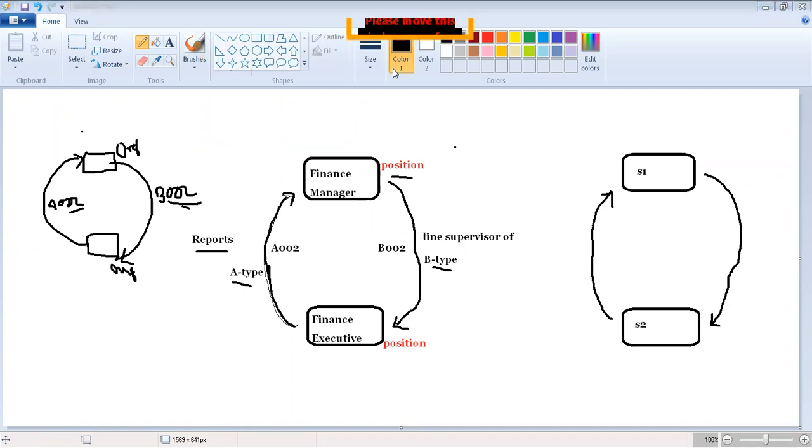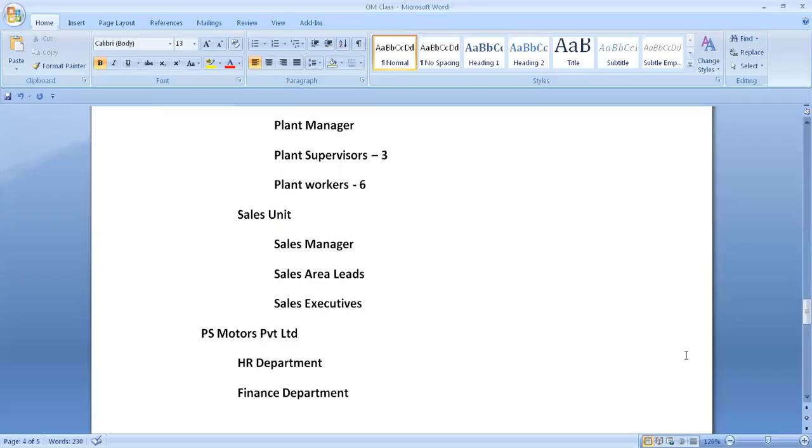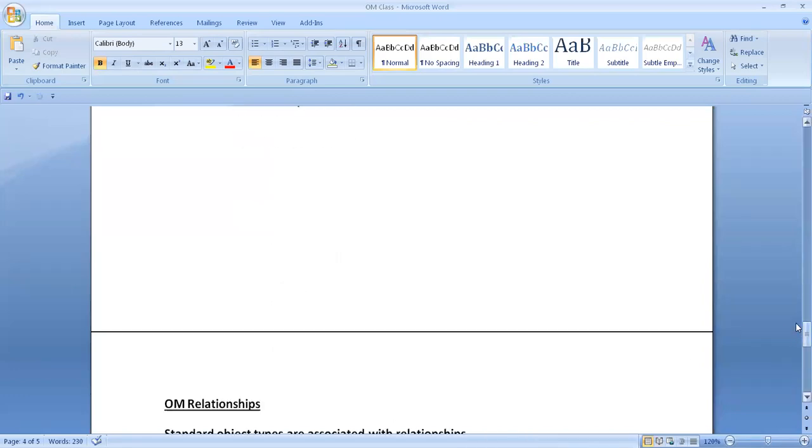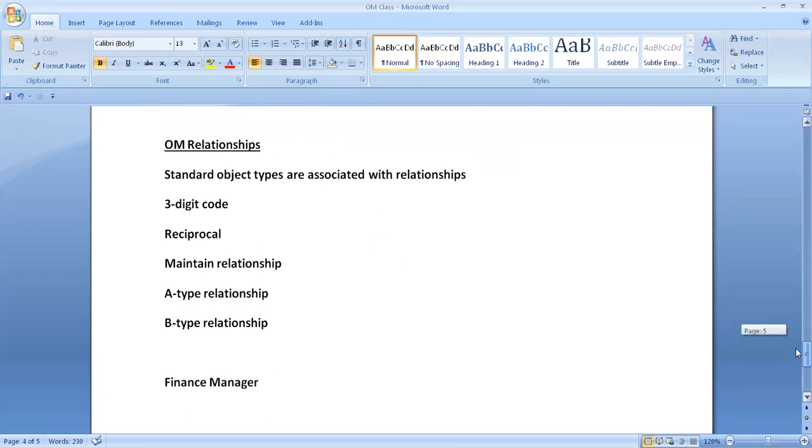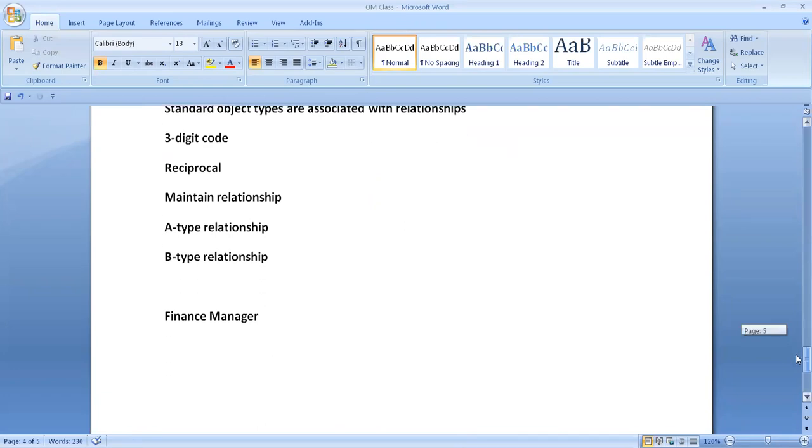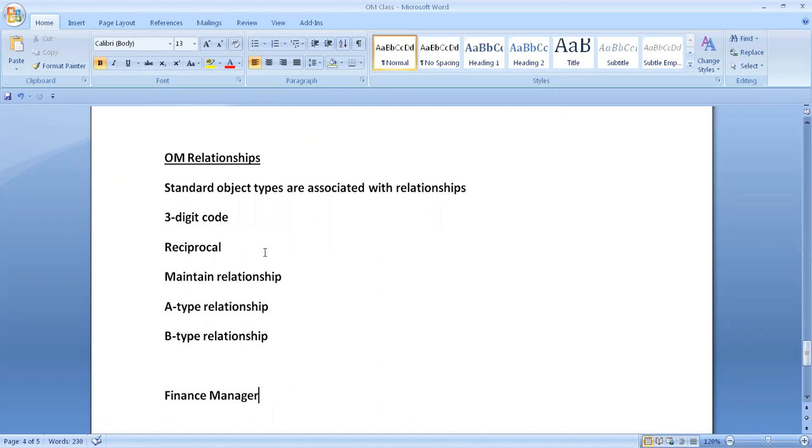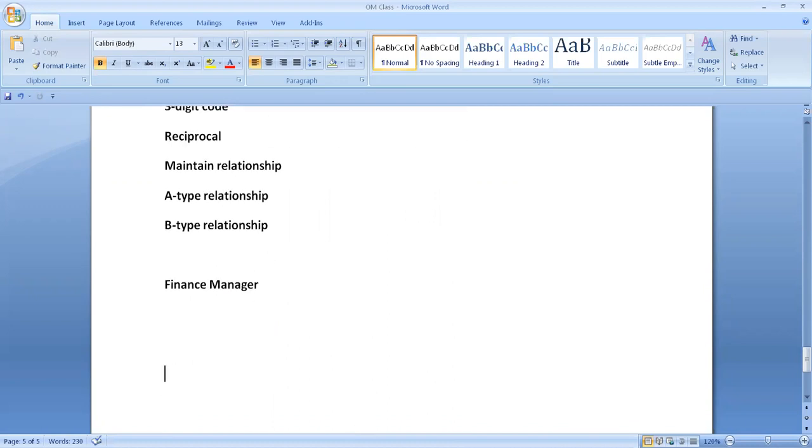So I'm going back to the notepad. Here we have maintained the finance manager. These examples we have maintained. Now comes the number. We know it's a 3-digit code. For that three-digit code, I am assigning this A type relationship or B type relationship. That is why I maintained it like this. For example, I maintained A002 or B002.